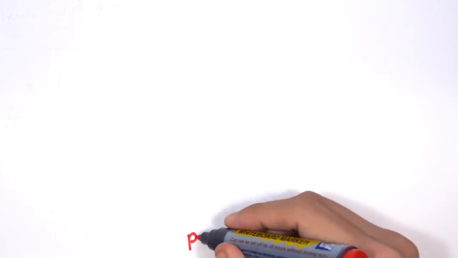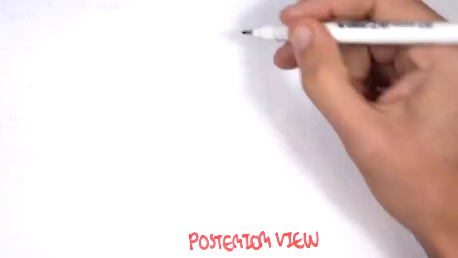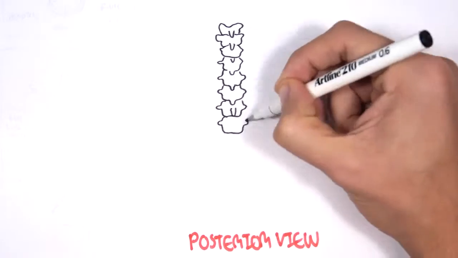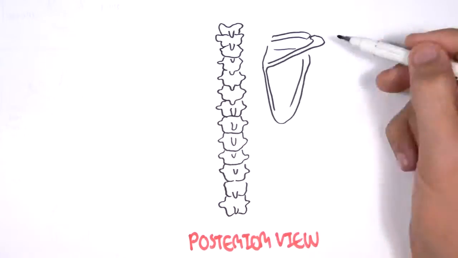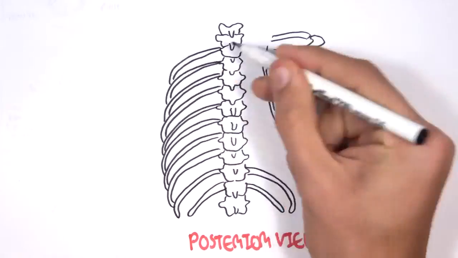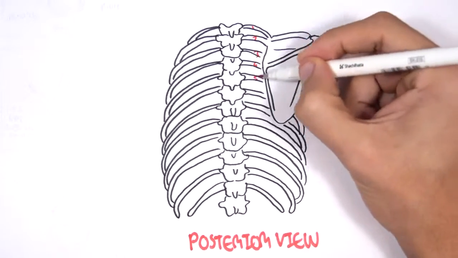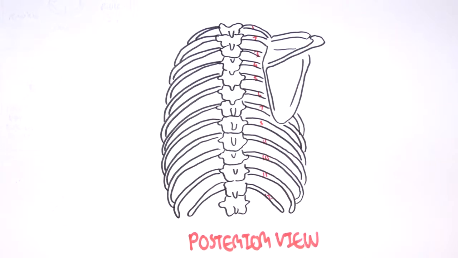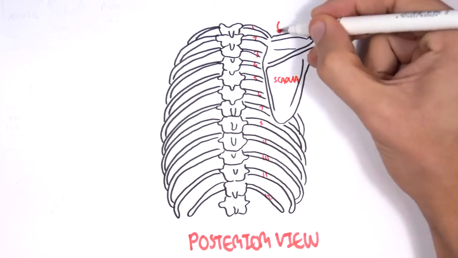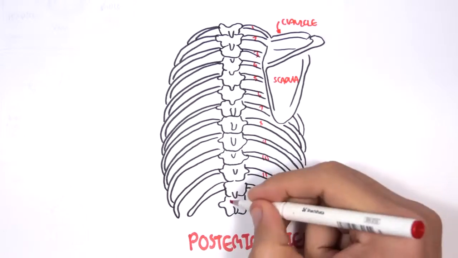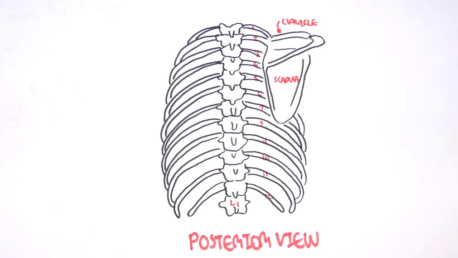Okay, now let's look at a posterior view of the thoracic cavity, the thorax, the rib cage. Here I'm drawing the vertebrae again, the clavicle and scapula, and here are ribs 1 to 12. Here is the scapula and clavicle, and here is the lumbar vertebra 1.